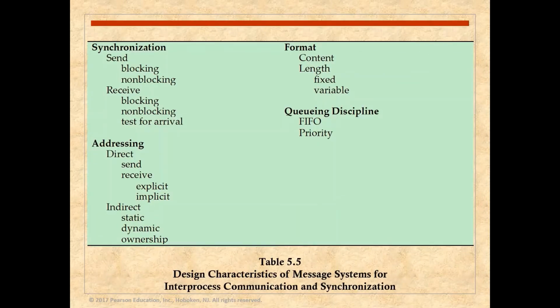So this is the design characteristic of a message system, where for synchronization we want to have send, receive, and addressing. We need to know the addressing of the sender and also the receiver, and this is the format of the message itself, and also the queuing, whether to use first in first out or priority. This is not that important, but as long as you know the concept of message passing.